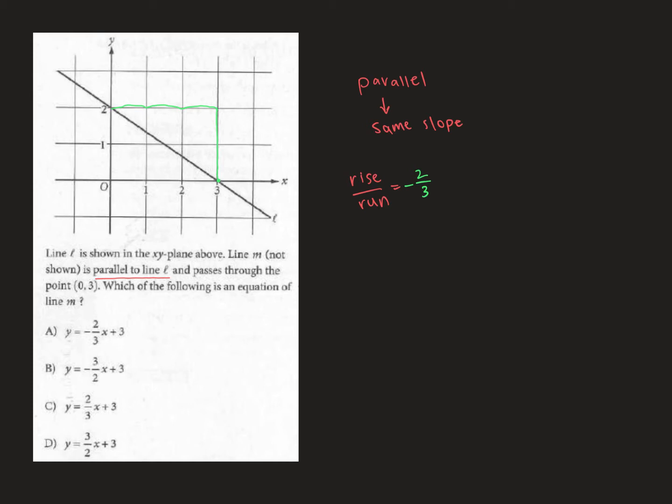Now that we have our slope, we can just look at our answer choices and see which equation has the same slope, and that would be choice A. And hypothetically, our line would look something like this, because we know our y-intercept is at 3, so we can make our line M here. So that's problem number 1.